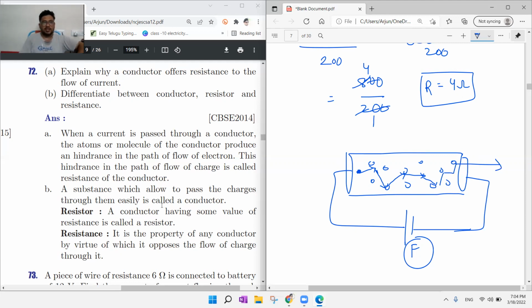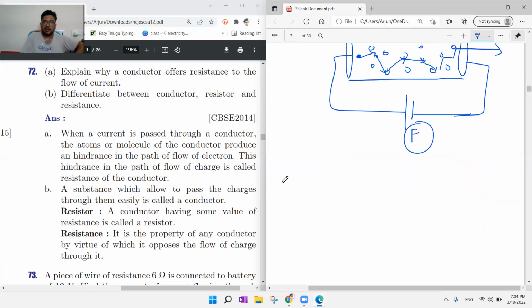Conductor means which passes electricity, which passes charges through it very easily, nothing but a conductor. Resistor means a conductor having some value of resistance. Resistor is also a small component which can resist the flow of charge. So you can write the definition for resistor like, resistor is a material which resists the flow of charge.